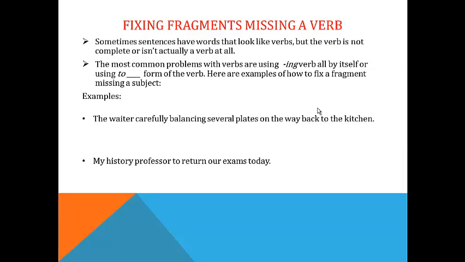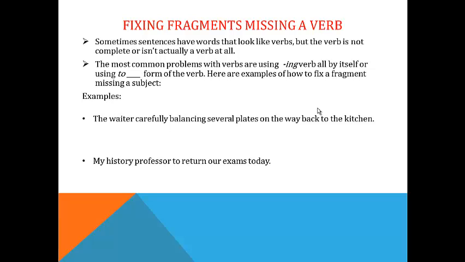Now sometimes sentences have words that look like verbs, but the verb is not actually complete, or it isn't actually a verb at all. The two most common problems with verbs are using an ing verb all by itself or using the to form of the verb. Watch out for words ending in ing. They look like verbs, but they're not complete on their own. If they don't have a helping verb, then the sentence is not actually complete. Also look for to verbs, which are in their infinitive form and can't work as the main verb of the sentence. So here are two examples.